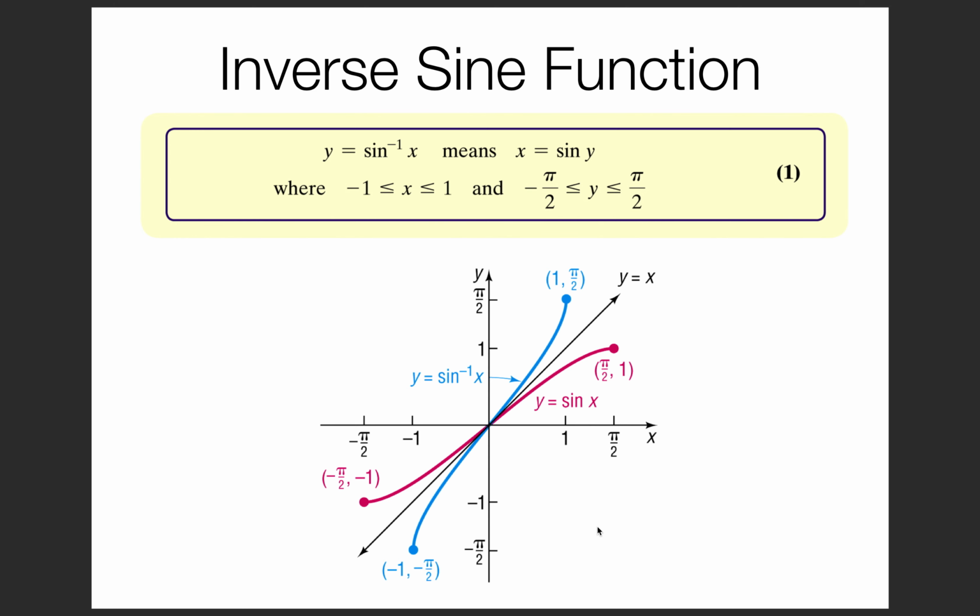The range of the original function, sine of x, was from -1 to 1, and so that becomes the domain of the new one. So -1 to 1. The domain of the regular function becomes the range of the inverse function. Since we restricted ourselves to the region -pi/2 to pi/2, that becomes our range. And so that inverse sine function is only defined from -pi/2 to pi/2.